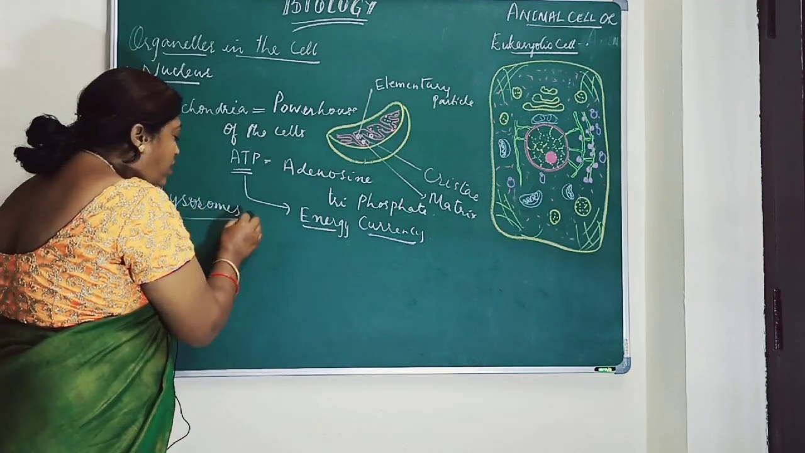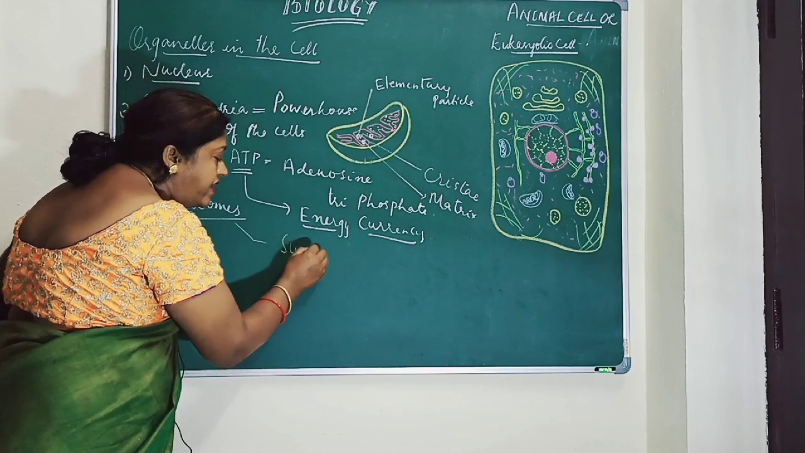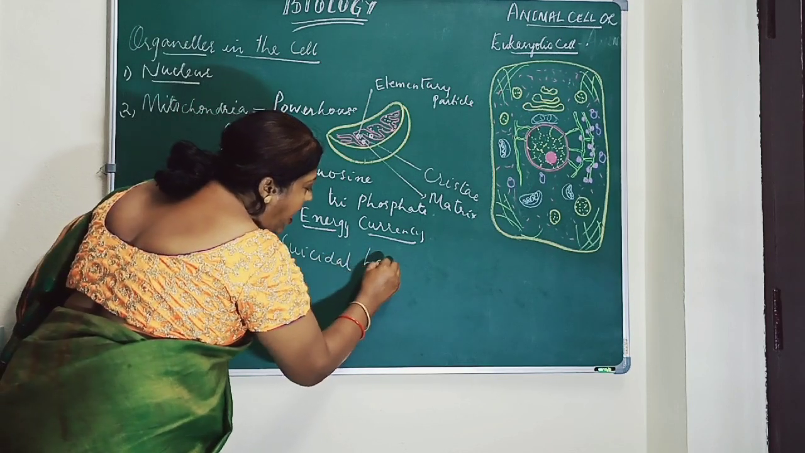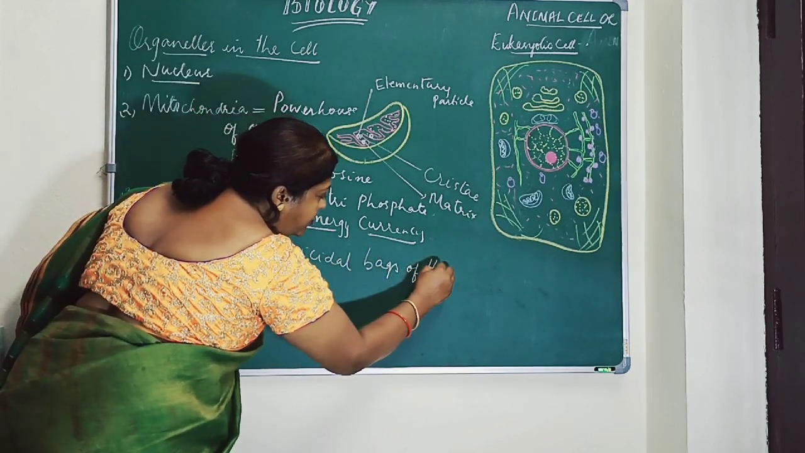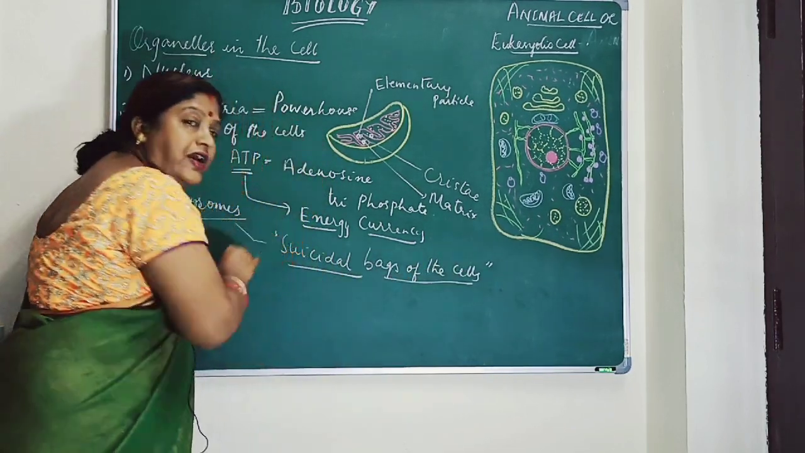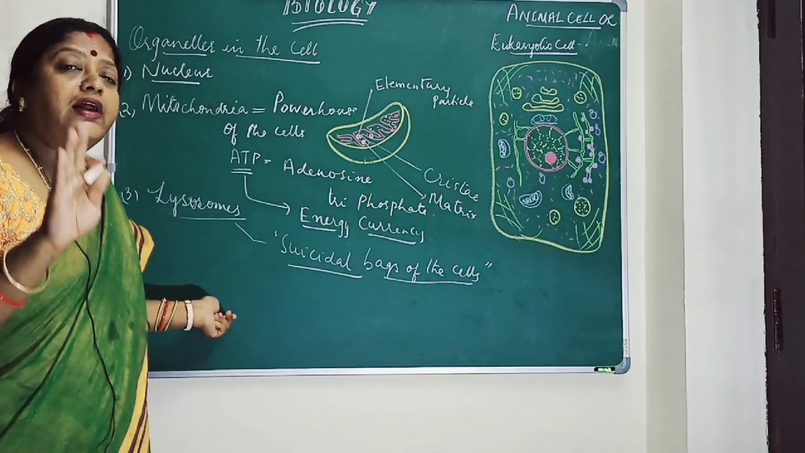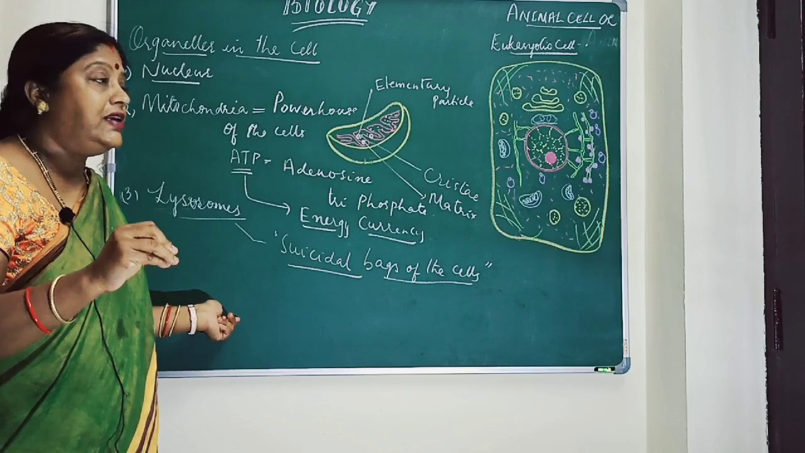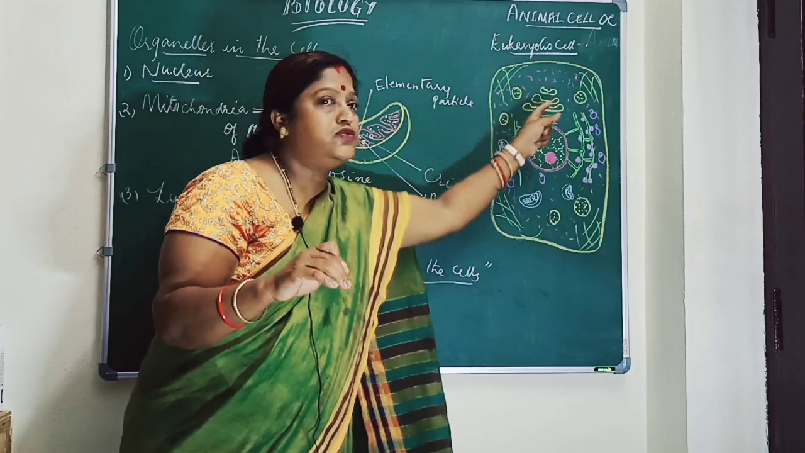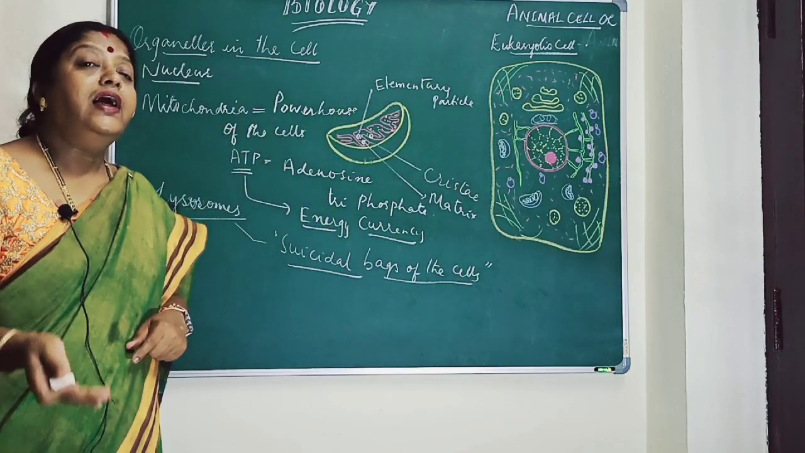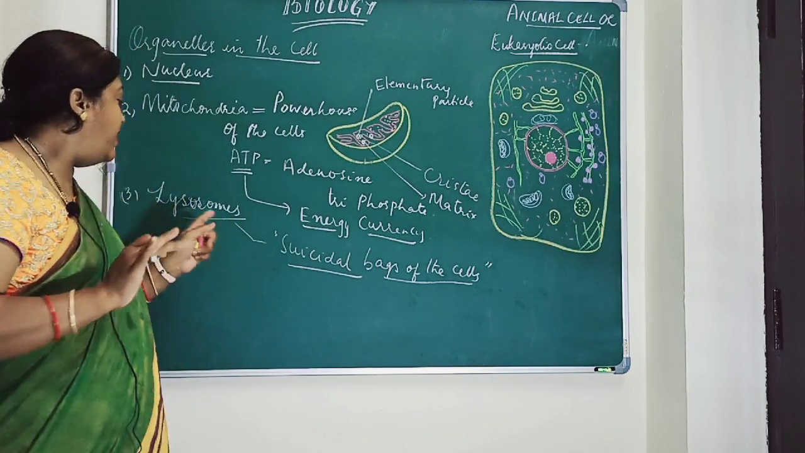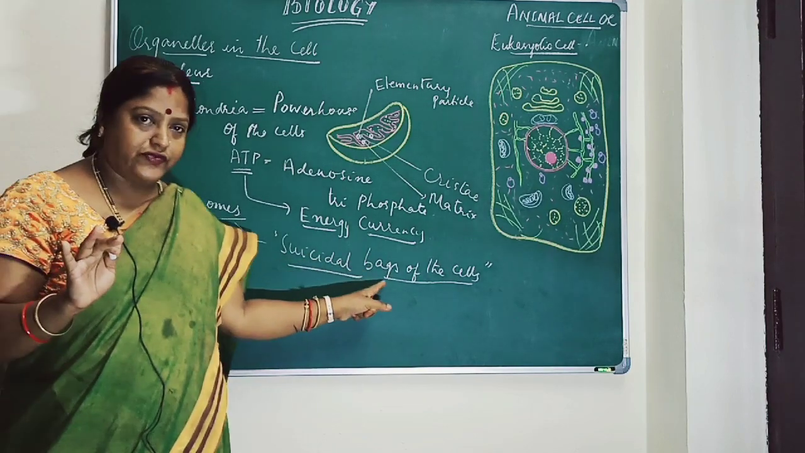So lysosomes are also called suicidal bags of the cell. What is lysosome also called? The suicidal bags of the cell, because it kills itself. Understood, children? Under diseased condition or any disturbance, the enzyme, a chemical substance filled inside the lysosome, comes out and destroys the lysosome. It kills itself. That's why lysosomes are also called suicidal bags of the cell.